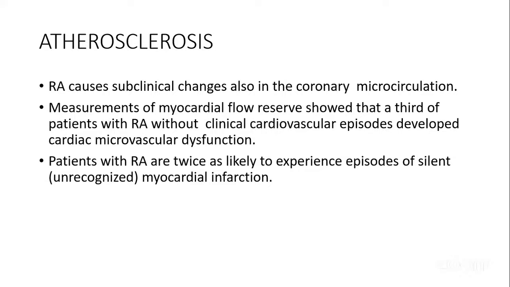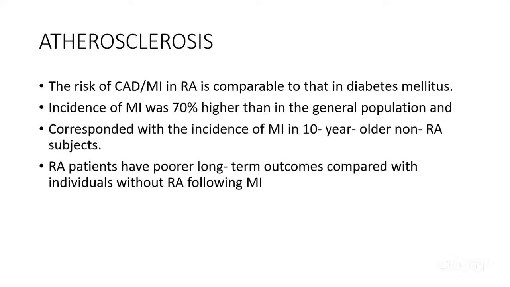So most of them, it is unrecognized until it is advanced, when most of them start presenting with heart failure, with fatal arrhythmia, and that is when you get to see some of these changes that has been happening in the background. And studies have shown that the risk of developing myocardial infarction, coronary artery disease in patients with rheumatoid arthritis is similar to what you find in patients with diabetes mellitus.